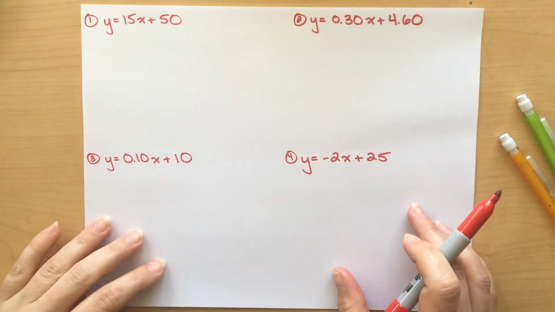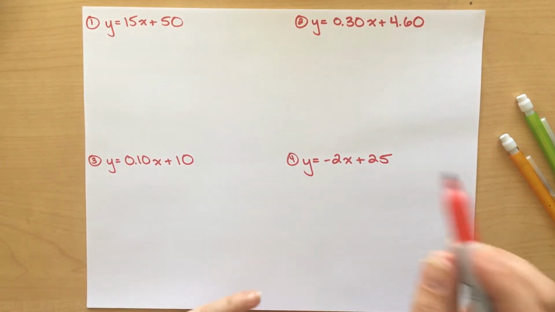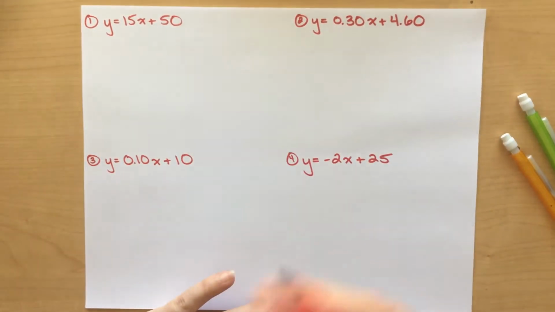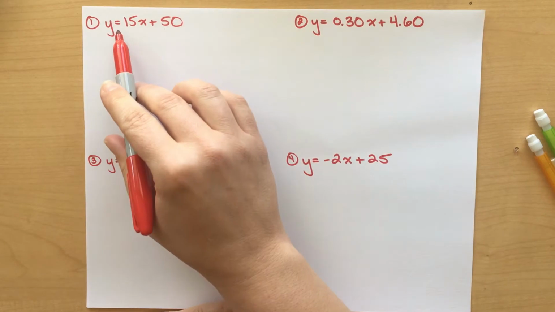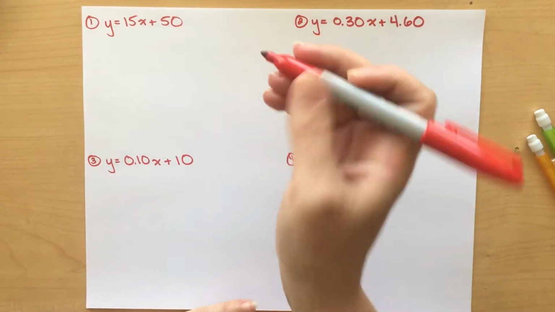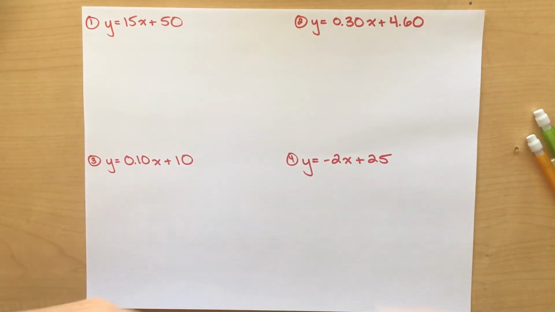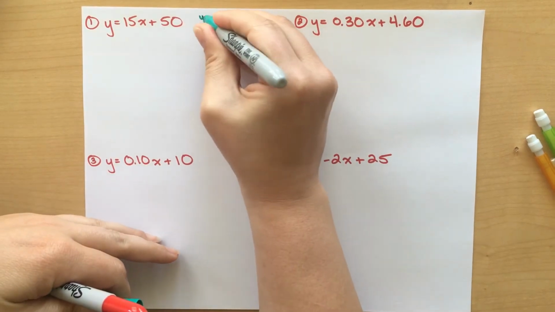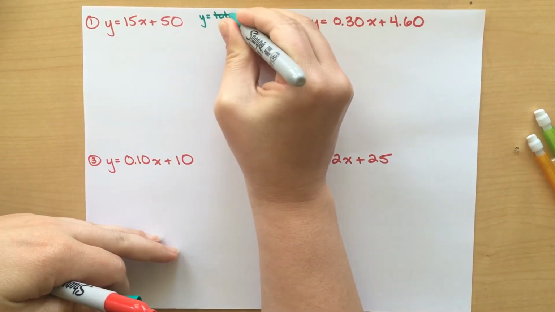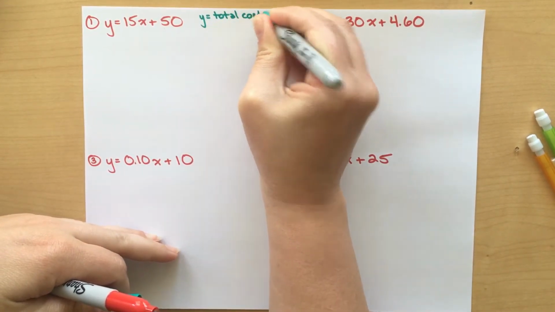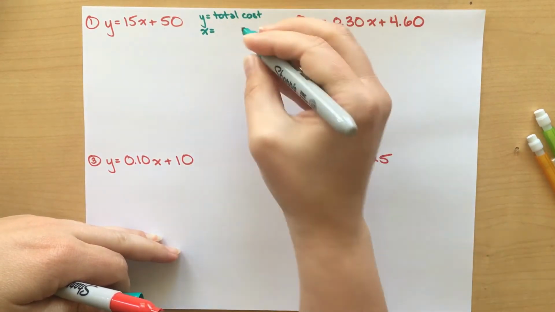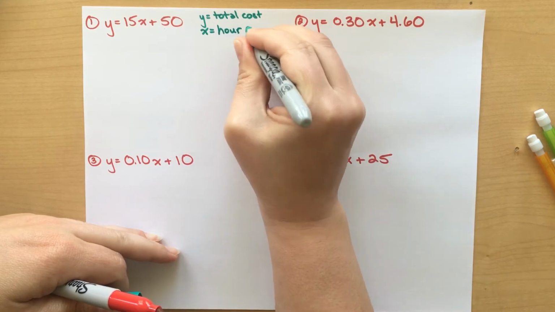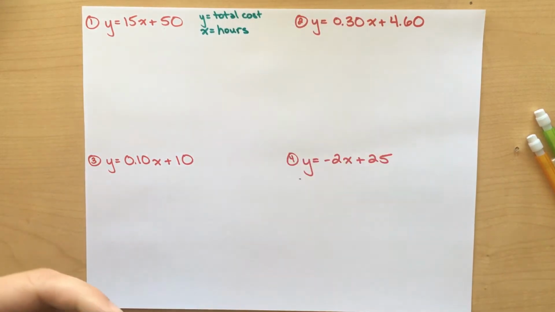Before we get into those questions, this is a really good tip to keep track of what you're doing in the equation. You need to identify what the y is and what the x is. In this case, y represents that total cost, and anytime I use x, x is going to represent the hours that the consultation lasts. This is just going to help me keep track of things as I go through it.